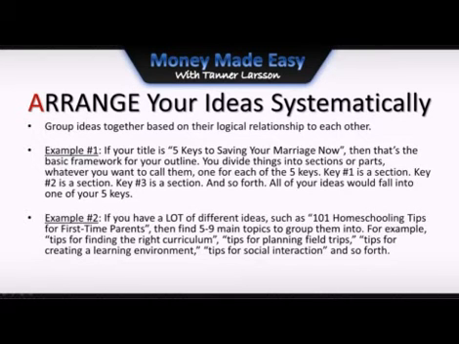Another example, if you have a lot of different ideas, such as 101 homeschooling tips for first-time parents, then what you want to do is find 5 to 9 main topics to group them into. For example, tips for finding the right curriculum, tips for planning field trips, tips for creating a learning environment, and tips for social interaction, and then so on and so on. Once you create those categories, you combine the relevant tips into each one of those categories to help organize it nicely.